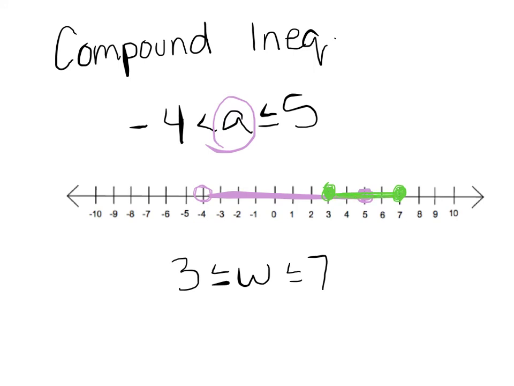Think about all the numbers that W could be. W could actually be 4, and it would be true. W could be 6, and it could be true. W could be 5.382, oh, that's a 7, but whatever. It could still be in there because it's between 3 and 7. It satisfies the inequality.